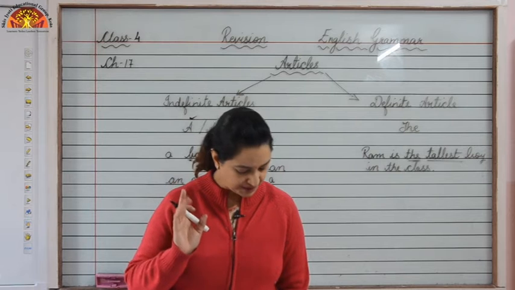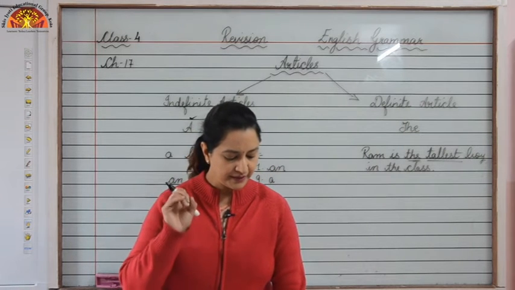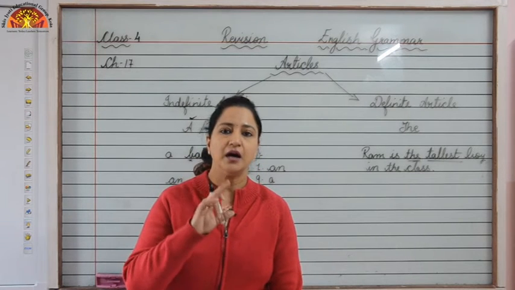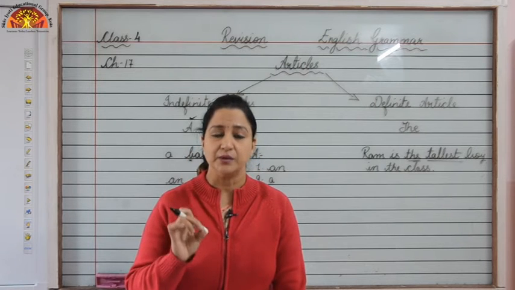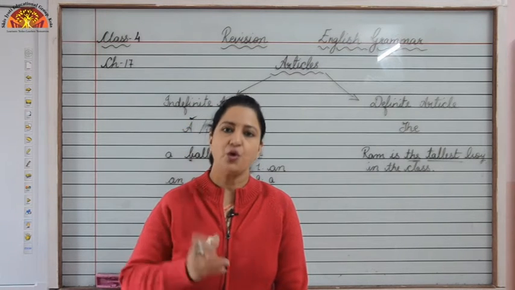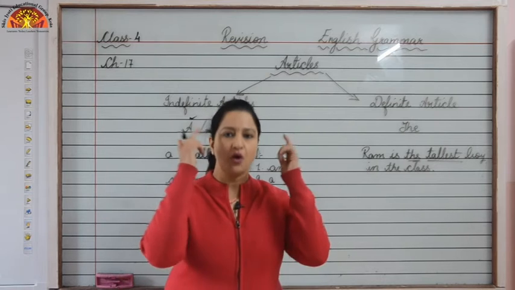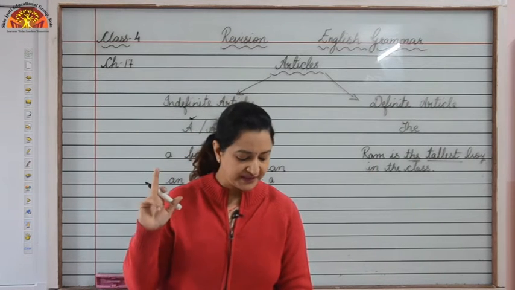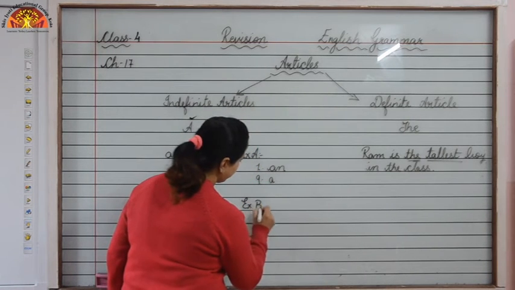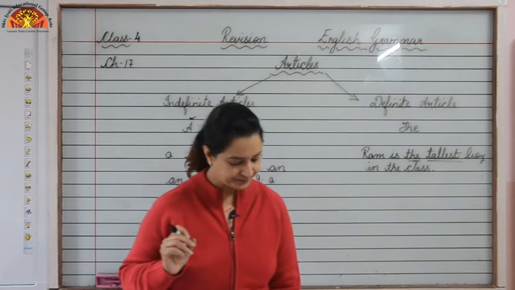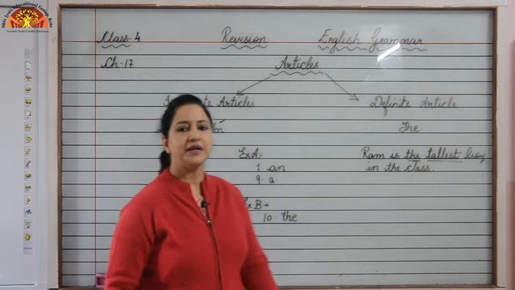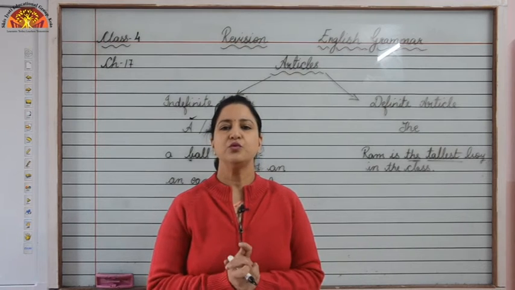Page number 80, exercise number B, sentence number 10. That is the dash shop I was looking for, and options are a and the. Here we will use the, because he was looking for the shop. This shop is already in his mind. So here he is talking about the shop that was already in his mind. So here we use the. That is the shop I was looking for. So exercise B, sentence number 10, it is the. Now I think articles are very clear to you all. Let's move to next chapter.